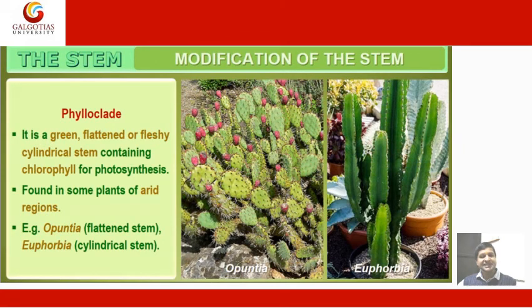Phylloclade. It is a green, flattened or fleshy cylindrical stem containing chlorophyll for photosynthesis, found in some plants of arid regions, that is Opuntia, flattened stem, and Euphorbia, cylindrical stem.